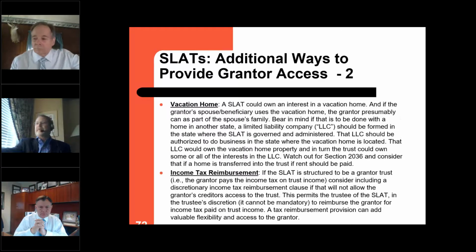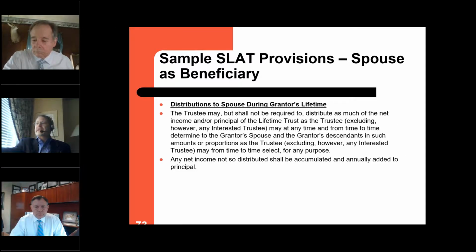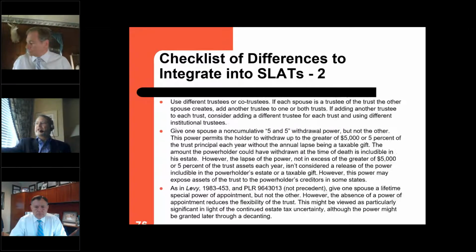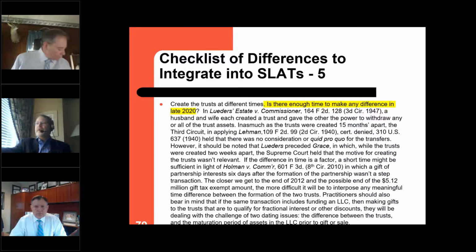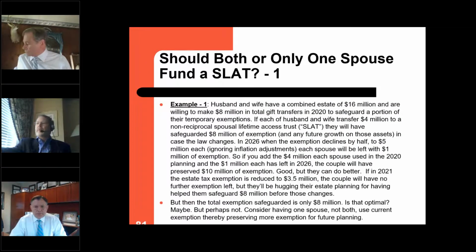Including charitable beneficiaries can help. Purchasing a vacation home can help. Income tax reimbursement. The point is, in addition to naming my spouse as a beneficiary of my SLAT, I can incorporate all these other provisions to provide access. And there are some sample SLAT provisions and a detailed checklist, if you want, that goes through a lot of the ways to differentiate trusts.